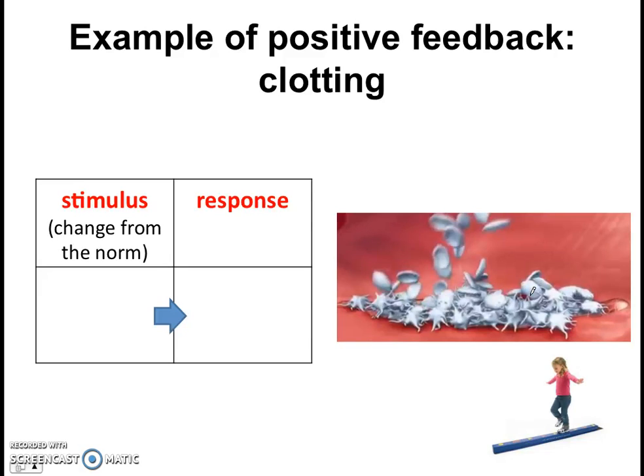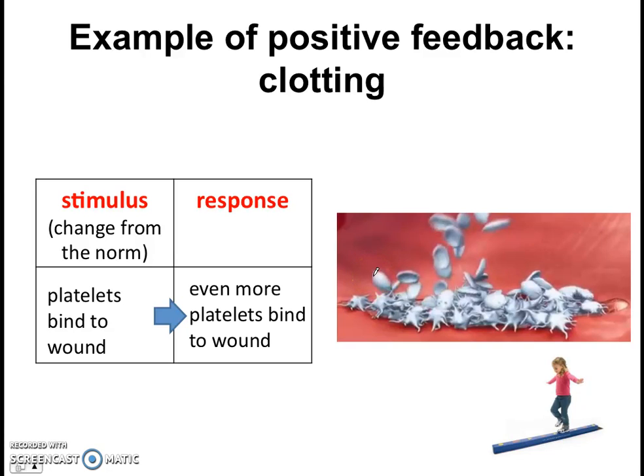So for example, in clotting, what happens when there's a wound is that platelets will bind and attach to the wound. And this is the stimulus, so platelets will start to attach to the wound. The response would be that even more platelets will start to bind to the wound. So it's kind of like a chain effect, right? When some platelets bind first, they will secrete a chemical which attracts and causes others to come and bind as well. And you can see how this is useful because we want to bind it as fast as possible.